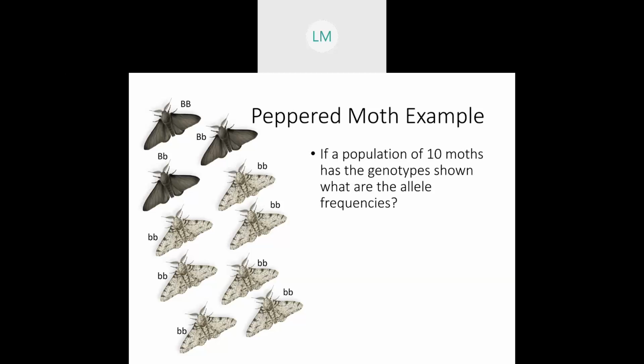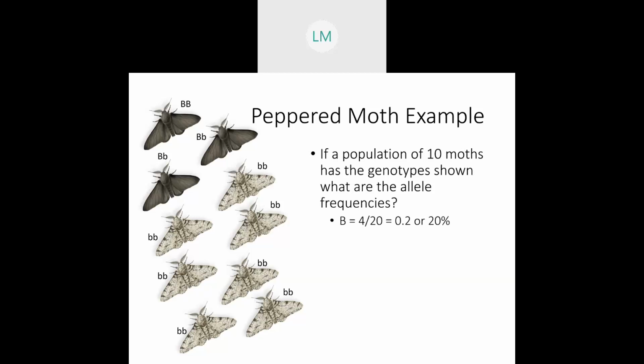So in our population, if we have a population of 10 moths and they have these genotypes that are listed right next to them, we want to try and figure out what the allele frequencies are. So how many of each allele is there? So we've got 2 different types of alleles. We've got big B's, we've got little b's. So we just need to figure out how much of each is present. So if we look at our big B's first, our dominant allele, if we count up all of the alleles there, we have 10 individuals, 2 alleles from each. That gives us 20 total alleles.